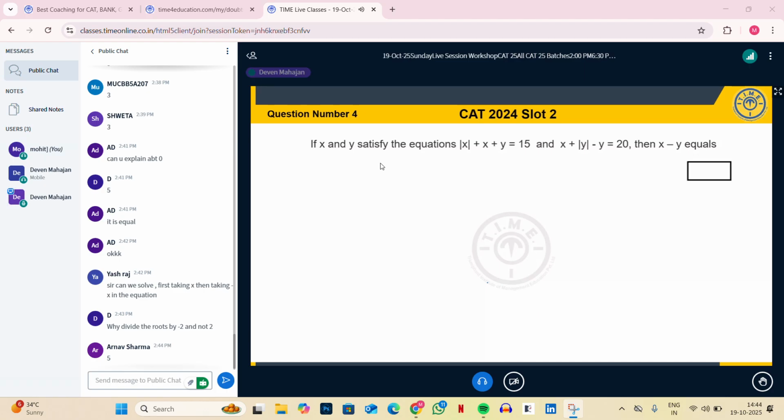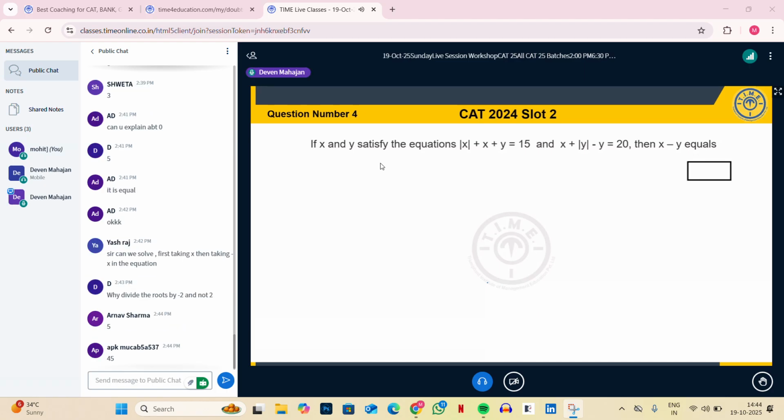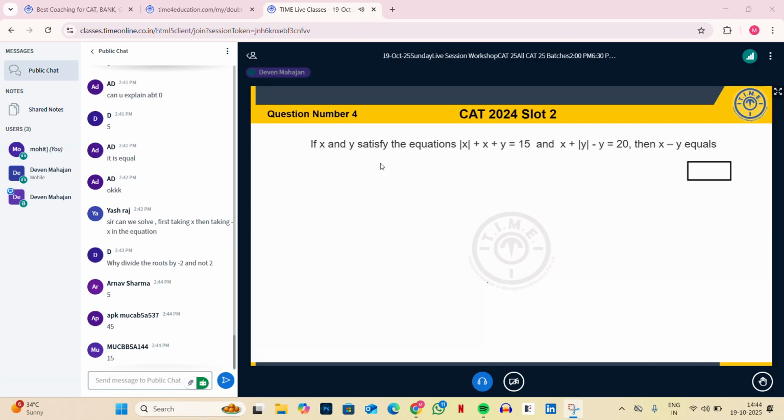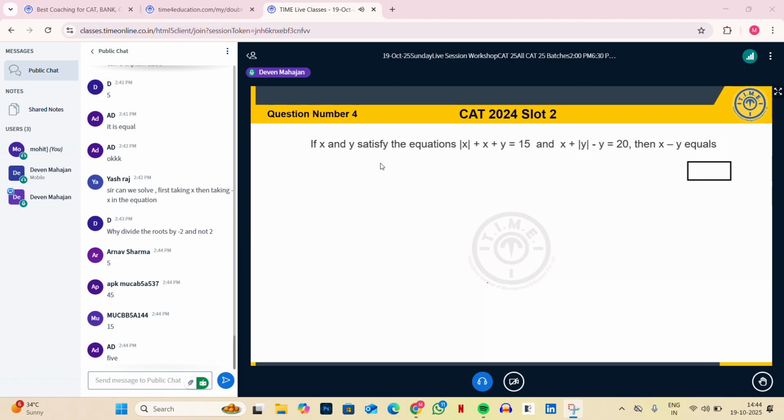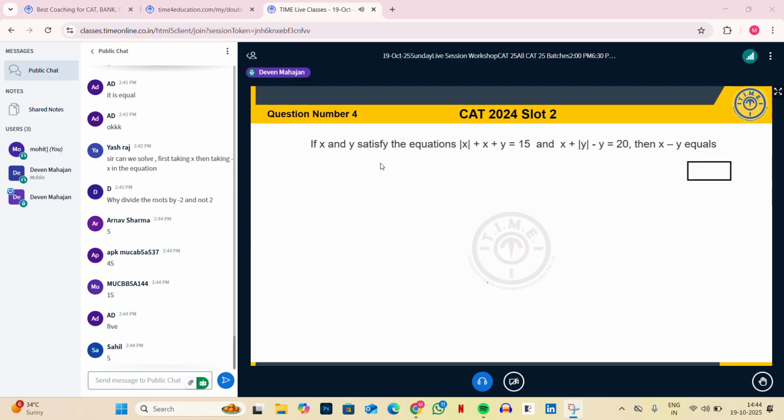Five. 45. Arnav says 5. APK is saying 45. 15.